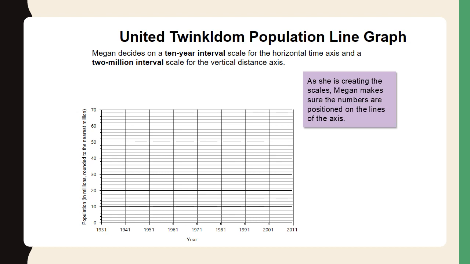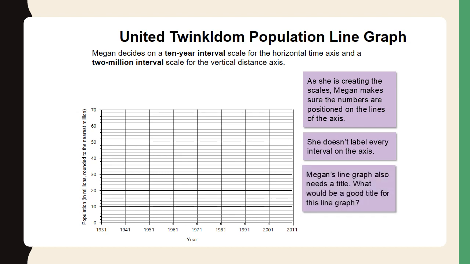Megan decides on a 10-year interval scale for the horizontal time axis and a 2 million interval scale for the vertical distance axis. We know that the y-axis, we can make the numbers smaller because there's only a small difference between the numbers. While she's creating the scales, Megan makes sure that the numbers are positioned on the lines of the axis. So the numbers shouldn't be in the middle of a box. They go at the end of a line. Okay, following the line. She doesn't label every interval on the axis.